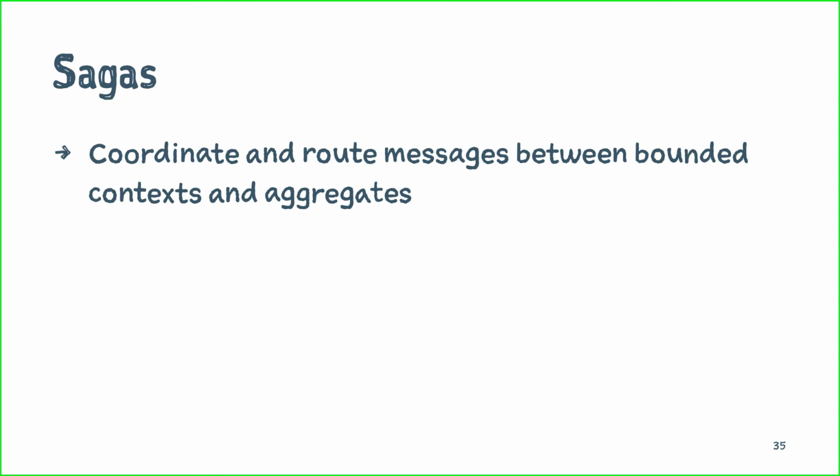So the other big thing is sagas, and I don't know if I completely get all of what sagas entail, because there are two different competing ideas. From some of the things I was reading, people seem to have two different concepts there. But the one I'm going with here is that sagas are kind of coordinators, and they can coordinate the messages between those bounded contexts and aggregates.